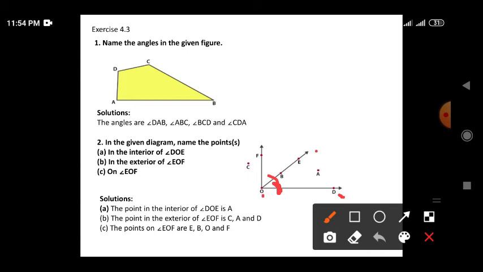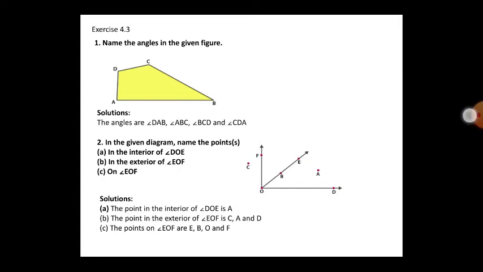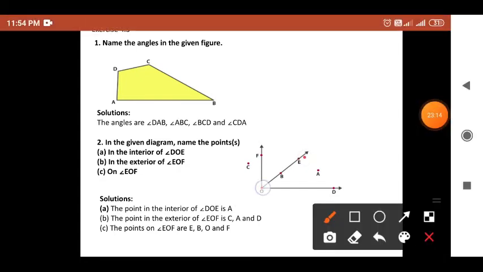See, inside of this angle DOE, which are the inside points? A is the inside of DOE. So A. The point in the interior of DOE is A. In the exterior of EOF, see, which angle do you have to see first? Angle EOF. So this is the angle. So angle EOF, which is the exterior?